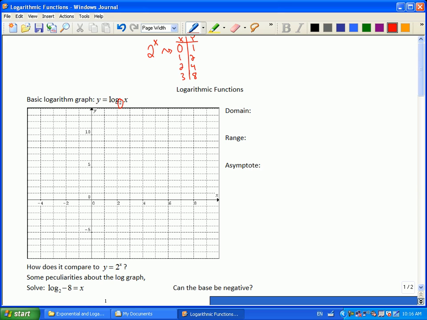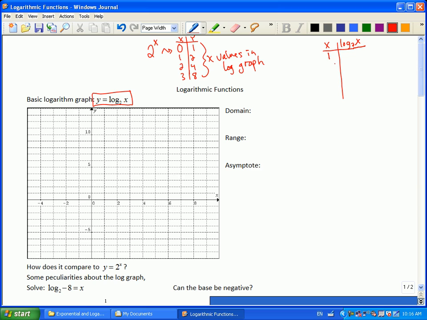So if I want to get good points in log base 2 of x, if this is what I want good points on, then these are going to be my x values. Otherwise, I need a calculator, and they're going to be very difficult to find. So let's make a little table here for x and log base 2 of x.